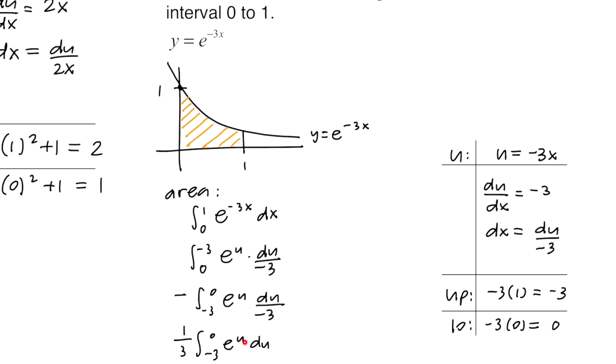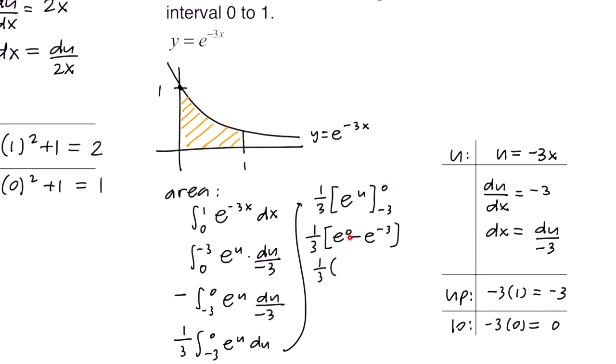The integral of e to the u is e to the u. And remember one more time, because we converted our limits, we do not plug u back in. Instead, we just take the upper limit and plug it straight in for u, minus plugging in the lower limit straight in for u. And next, e to the 0 equals 1. So our final answer is 1/3 times the quantity 1 minus 1 over e to the 3rd.